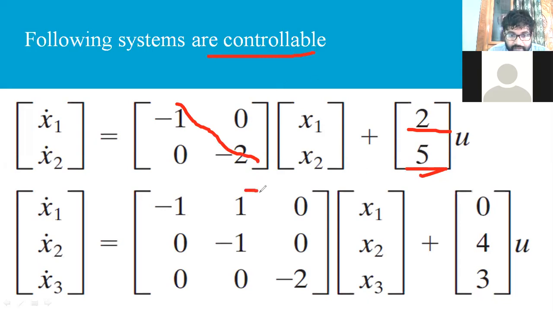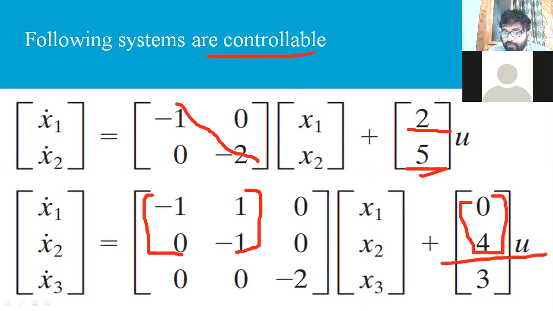Coming to here, this is the Jordan block. And these two are the rows corresponding to the Jordan block. The last row elements must not be zeros. Here the last row is having an element 4. It means the system is controllable.